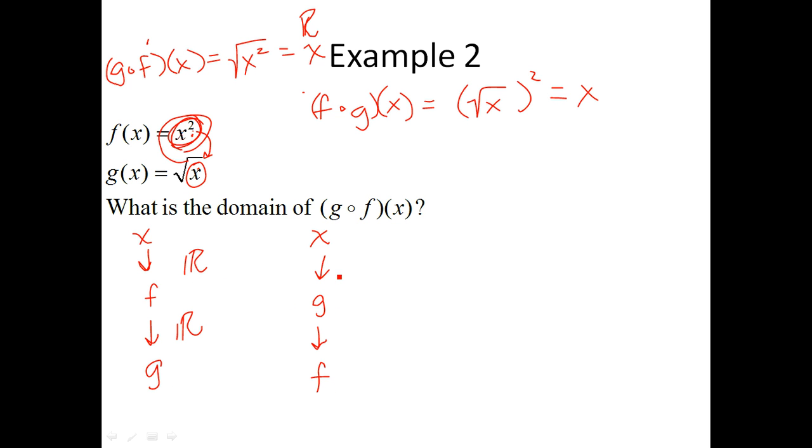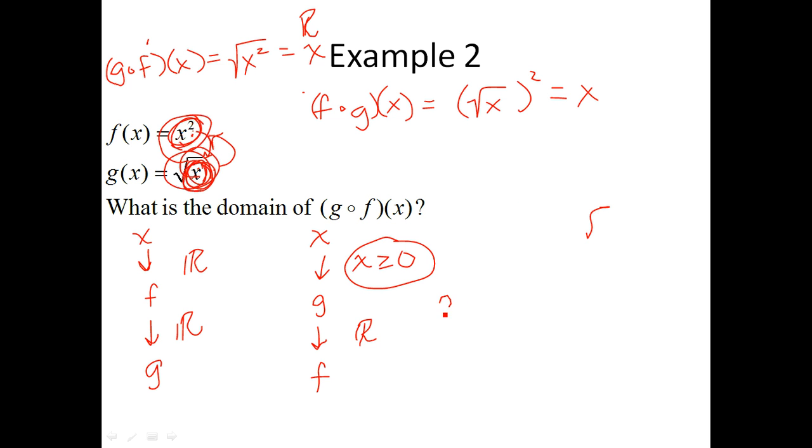So when x is going into g, you can't plug in any x's that are negative. And since we're not starting with f, there's nothing to square it and make them positive. So you could have negative numbers and you don't want them. So here, x has to be greater than or equal to 0. And then whatever numbers come out of g to go into f, those are all fine because it's x squared. You can square anything. It's a polynomial. So that's all real numbers. Okay, so you see that we do have a difference there in our domain.